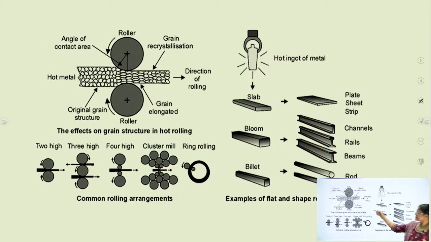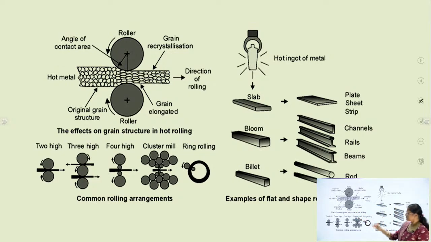So here in this figure we can see the rolling operation. This is the angle of contact area in which the reduction occurs. There are two sets of rollers through which the hot metal is passed in hot rolling. There is a grain elongation, then further there is a grain recrystallization. So this is showing the effect on grain structure in hot rolling.